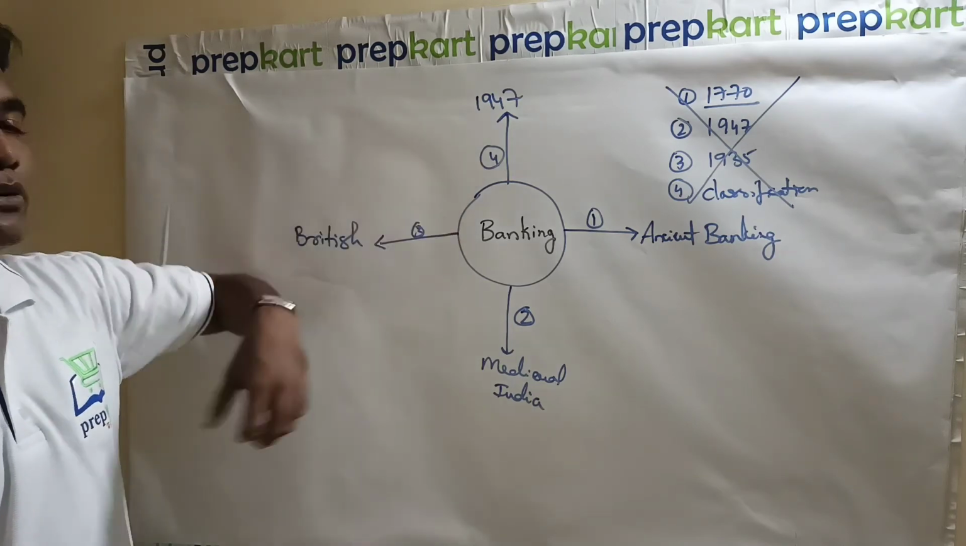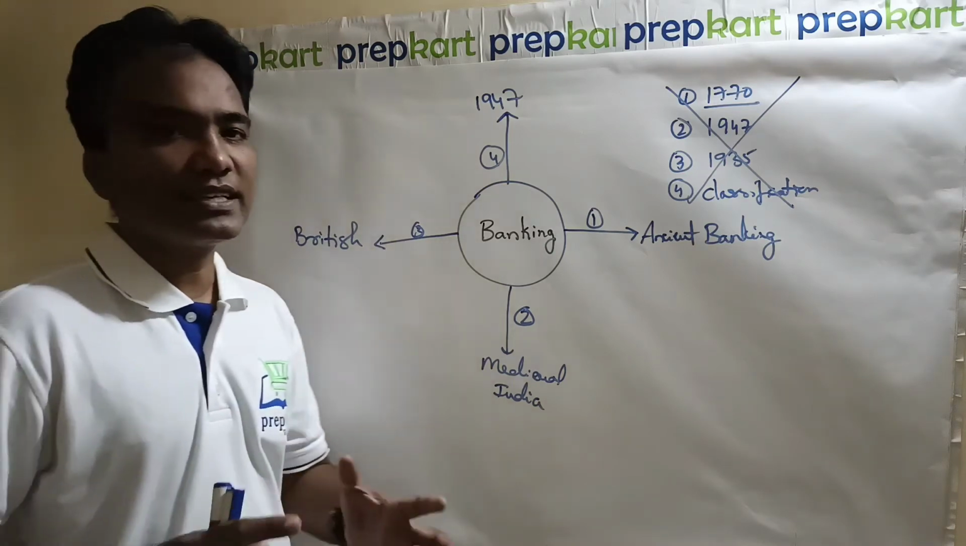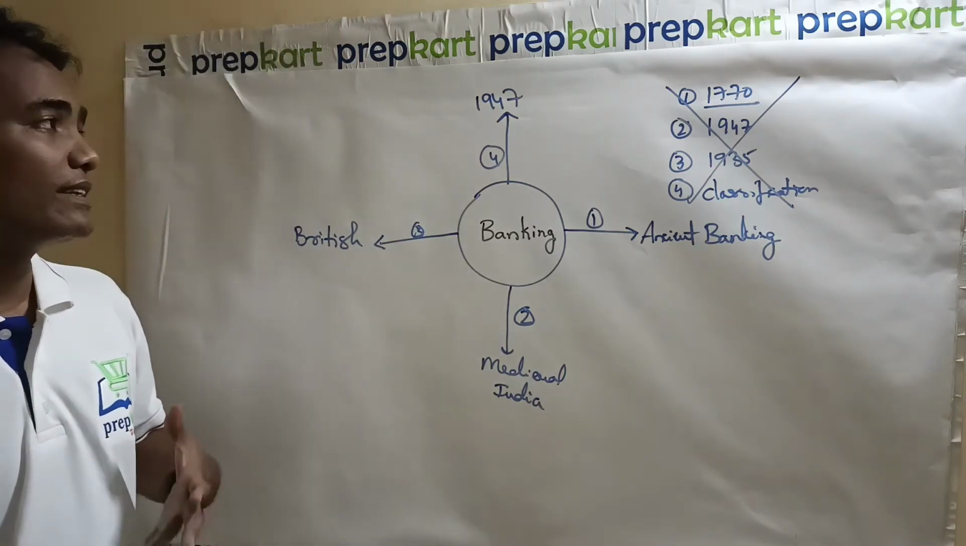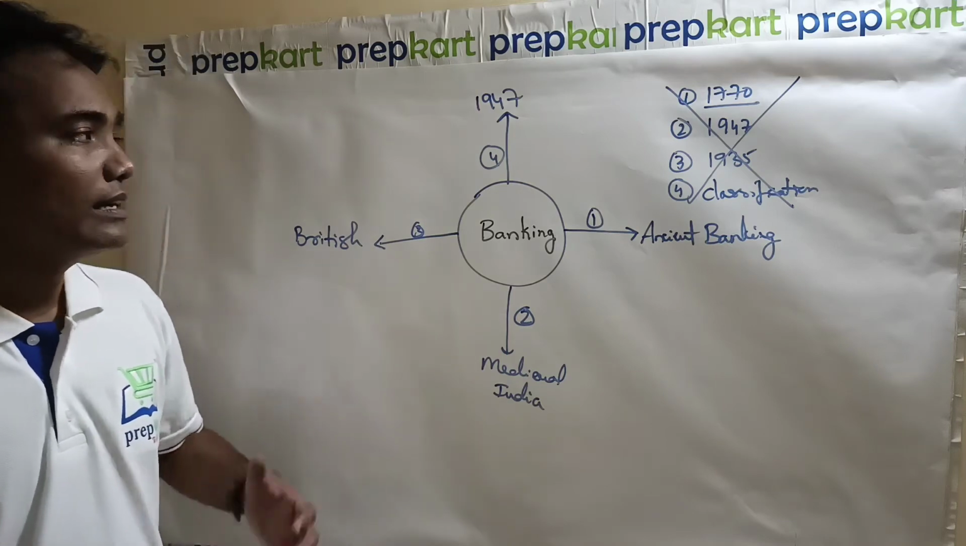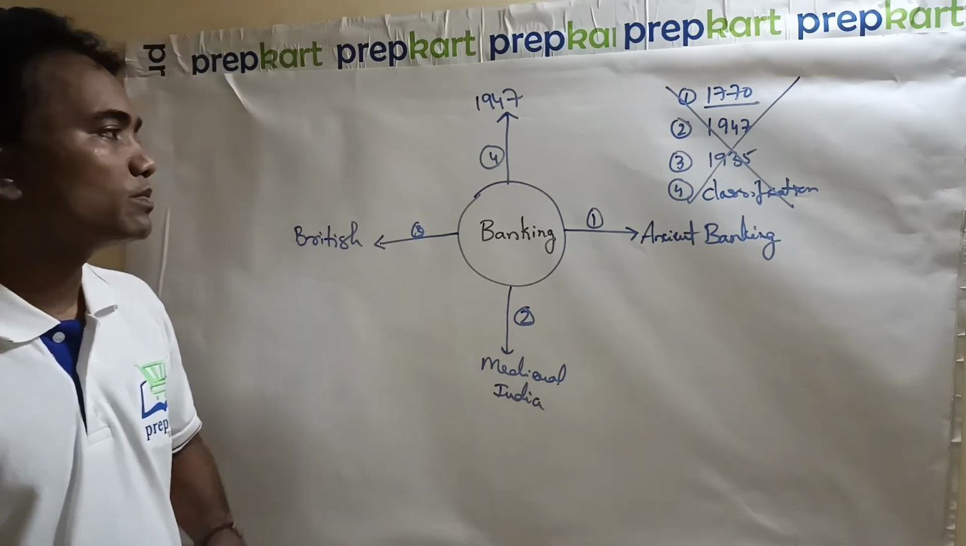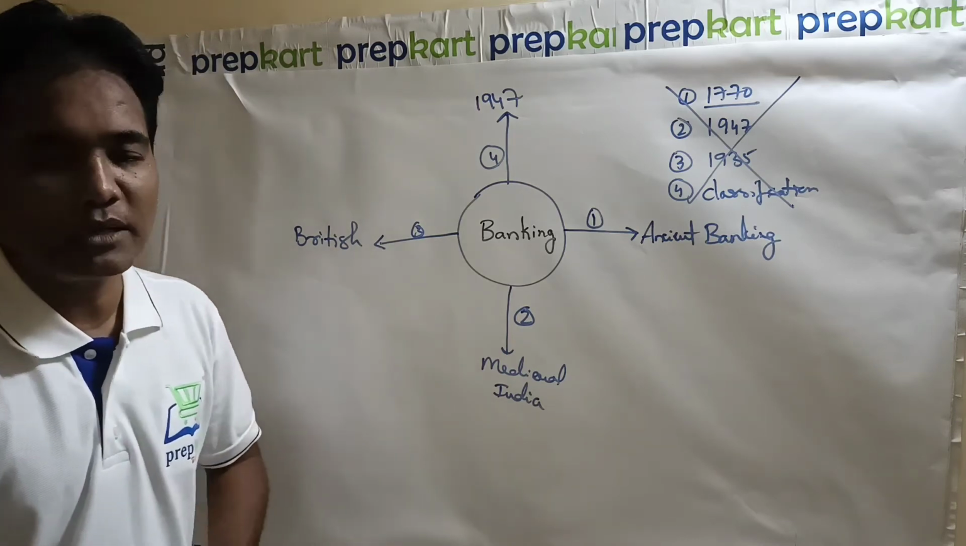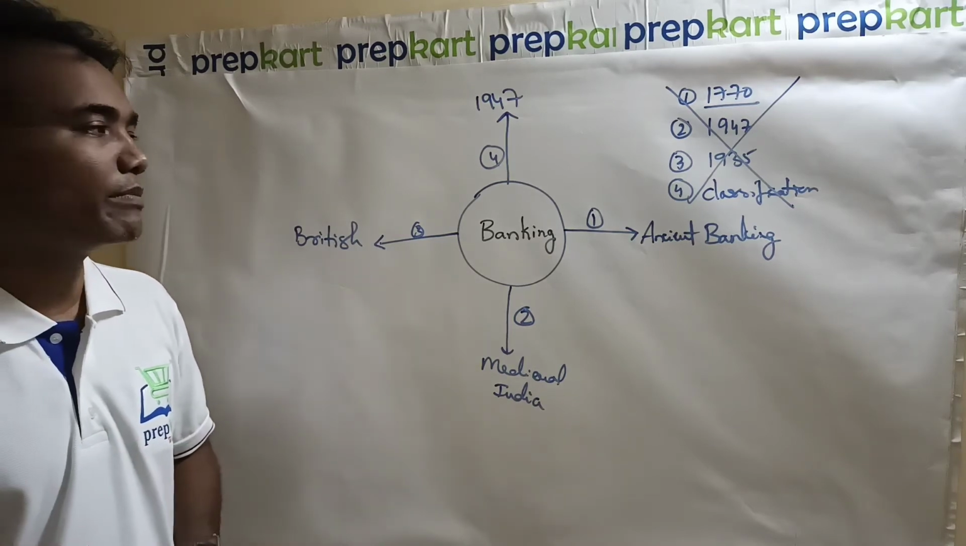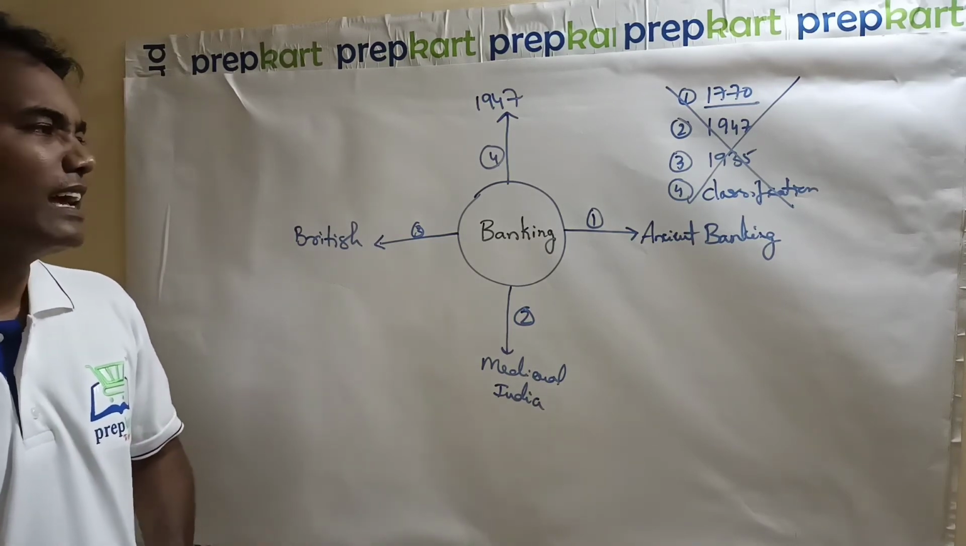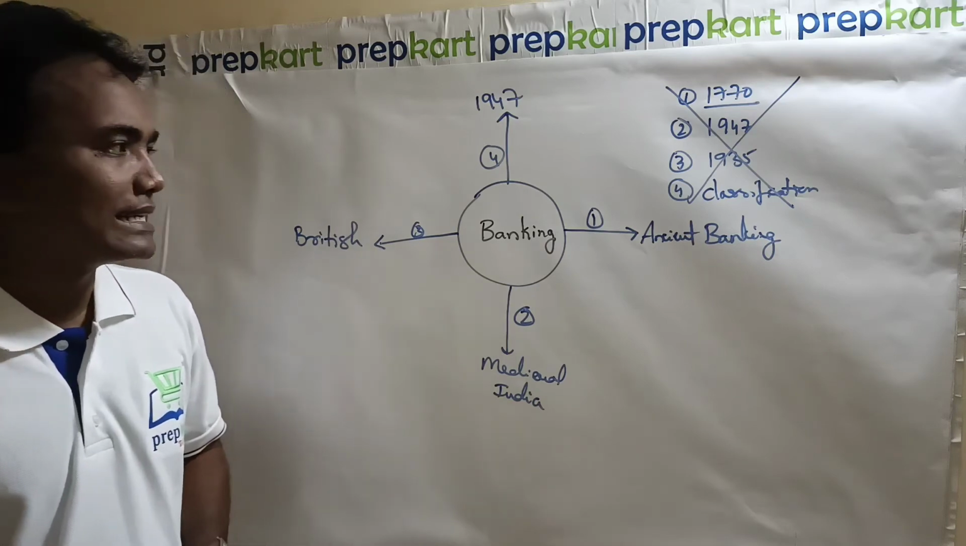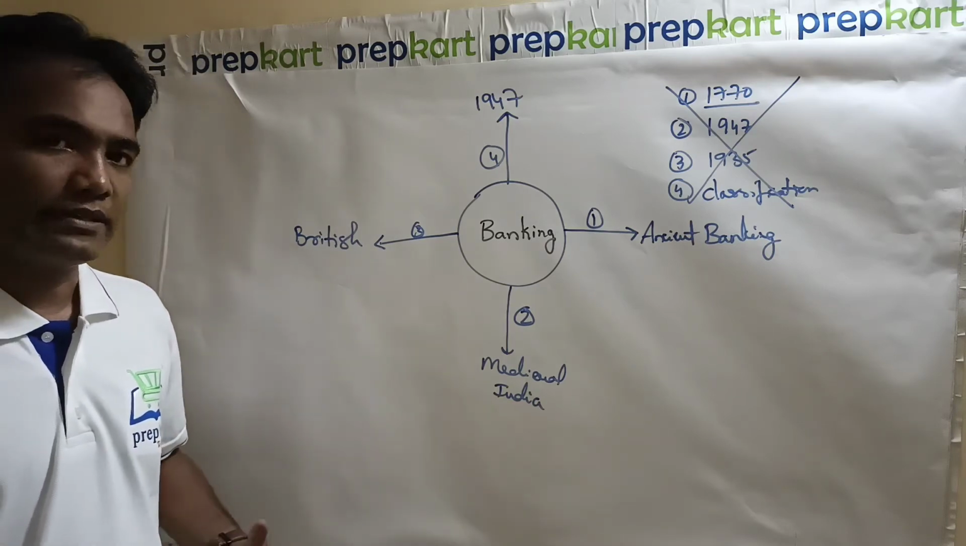And in part 4, whatever the banking things are there from 1947, after independence, till date, we will divide it into 5 generations, and at present we are in the 5th generation of banking. So this is the most appropriate structure for banking in India.